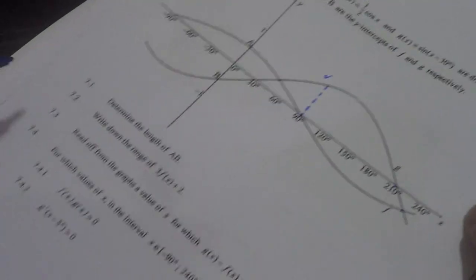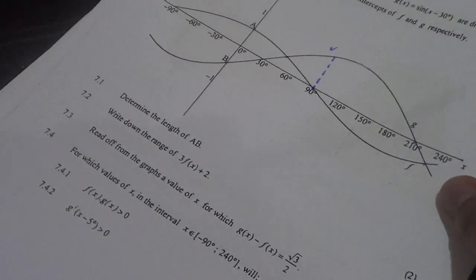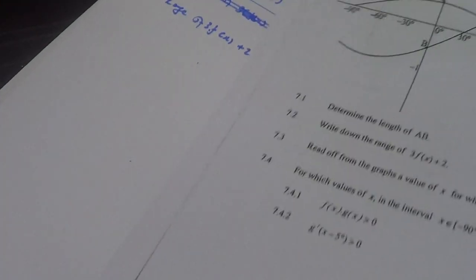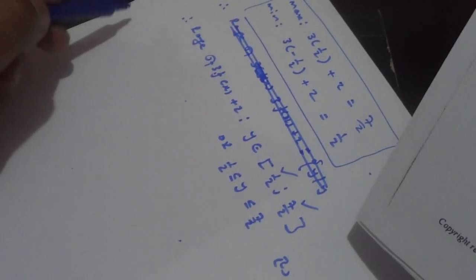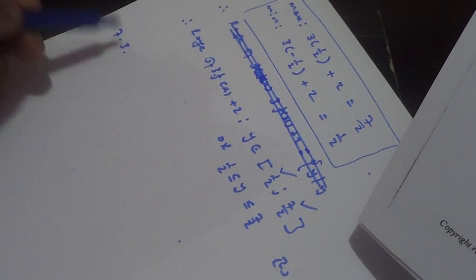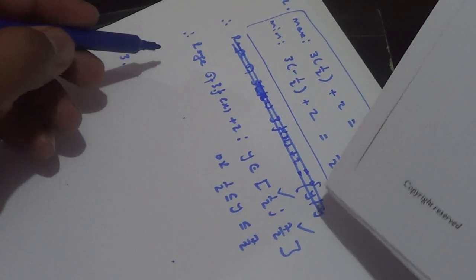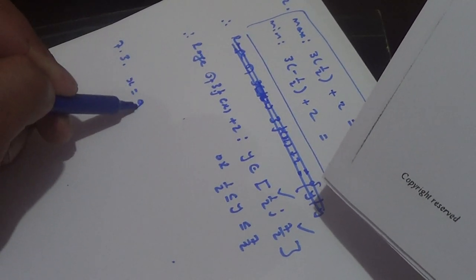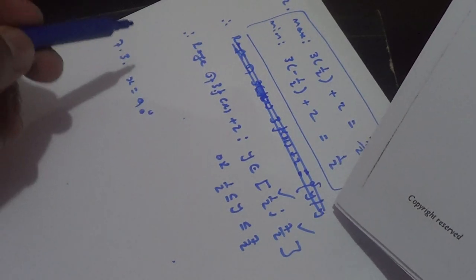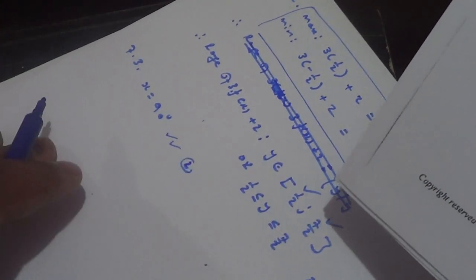Okay, so when they say read off, it means just use your graph. So learn to use these graphs. Don't feel afraid to look into this graph. Sometimes you won't see it immediately. So we know here that x must be equal to 90 degrees. Simple. Get your 2 marks and you smile.